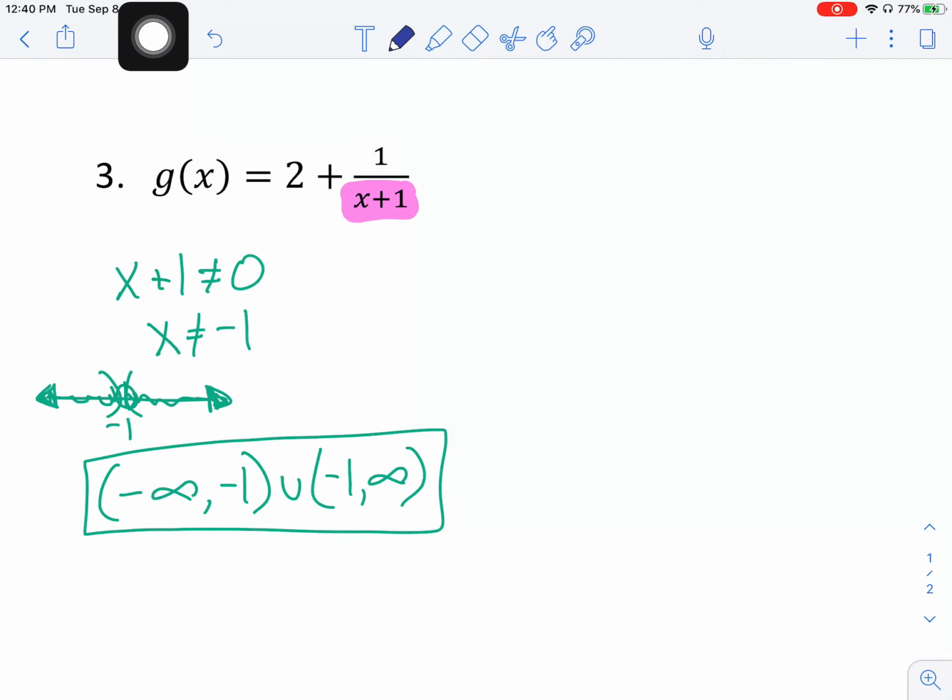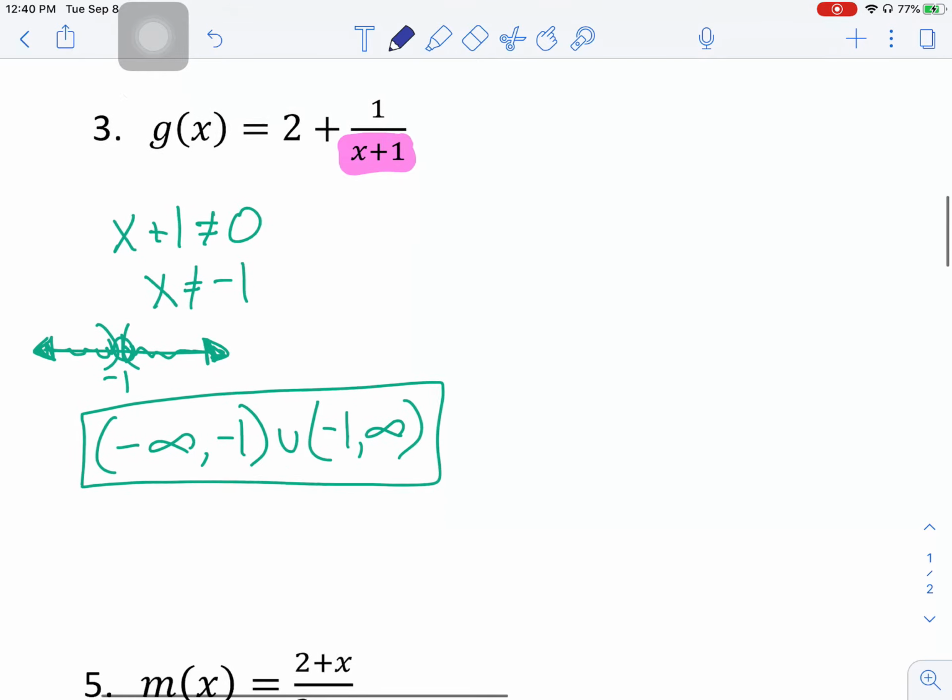All right, so that's what happens if you just have a single fraction there. By the way, the 2 didn't matter. It's just going to say 2.